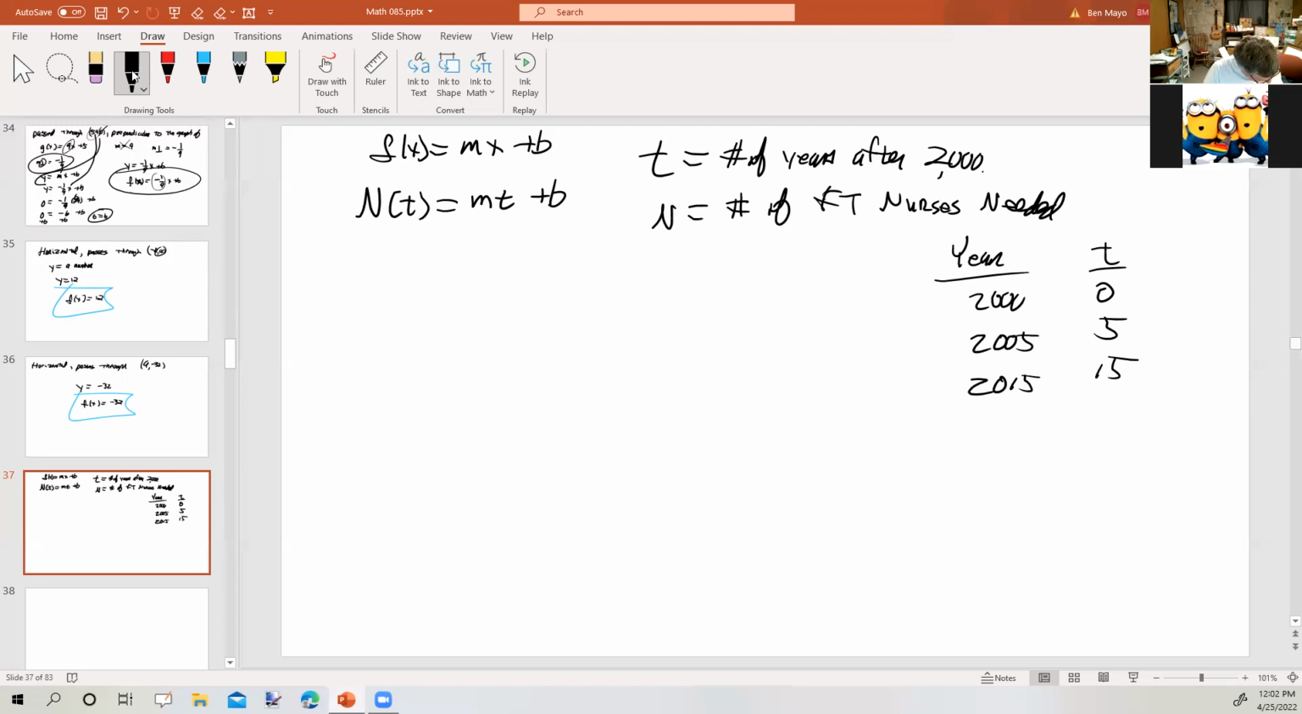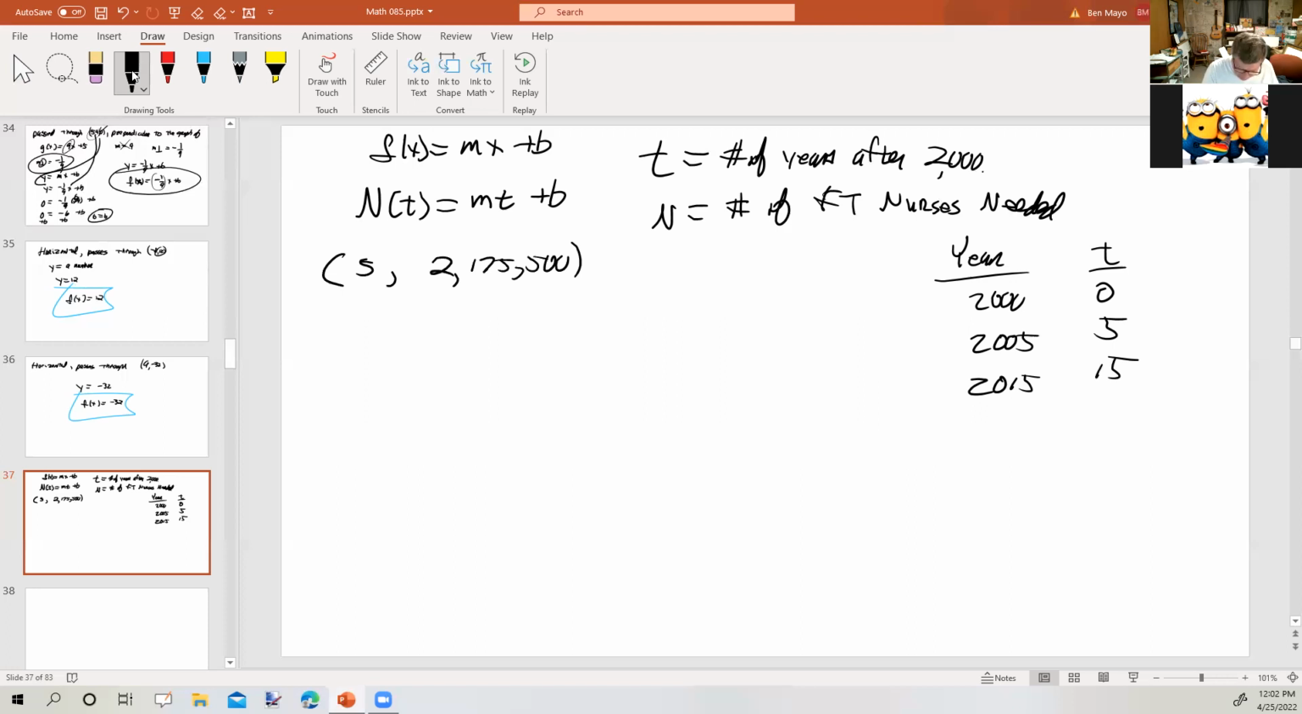It says the demand for full-time registered nurses in the United States can be modeled by a linear function. In 2005, approximately 2,175,500 nurses were needed. So that means we have the ordered pair 5, 2,175,500. The year 2005 would be T equals 5 years after the year 2000, and then the number of nurses, 2,175,500. So that's an ordered pair I'm extracting from the story.